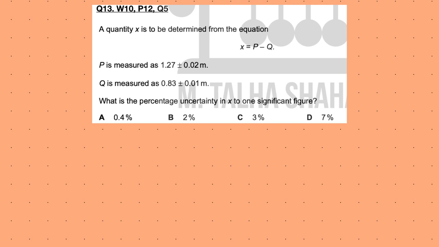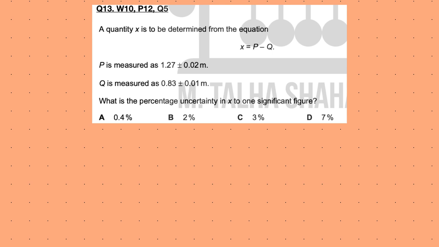First of all, you think about the formula and then you think about the relevant rule. What I mean by this is, look at this formula. What's happening to the measurements or to the quantities here? They are being subtracted. So this is rule number 2, which means that if quantities are being added or subtracted, their absolute uncertainties are added.